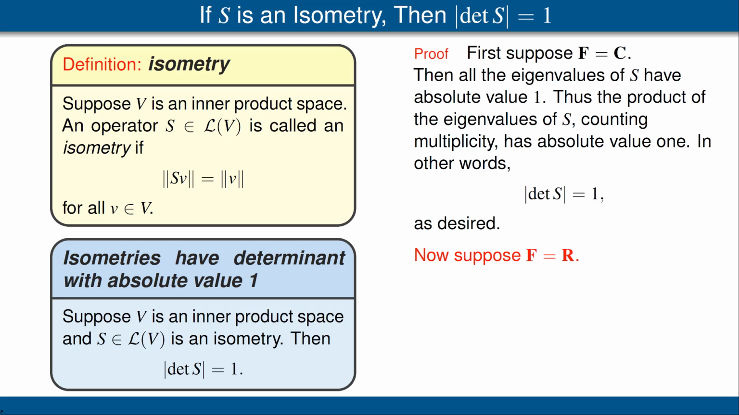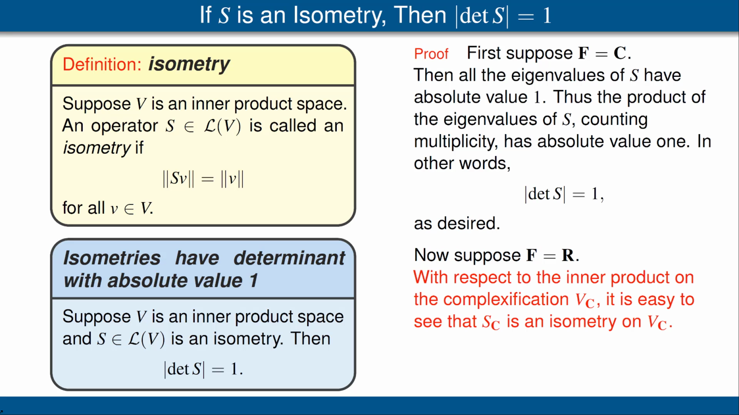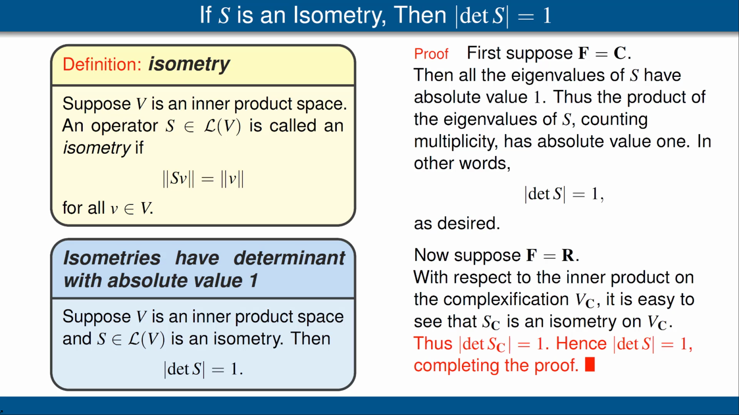Now suppose that V is a real inner product space. As usual, we reduce the result back down to the complex case. In other words, we look at the complexification of our vector space, and it's easy to see that the complexification of an isometry is an isometry, where we define the obvious inner product on the complexification. Please see the book for details. By the result for the complex case, we get that the absolute value of the determinant of the complexification of S is equal to 1. But of course, by definition the determinant of S is equal to the determinant of its complexification, so we get the desired result, completing the proof.